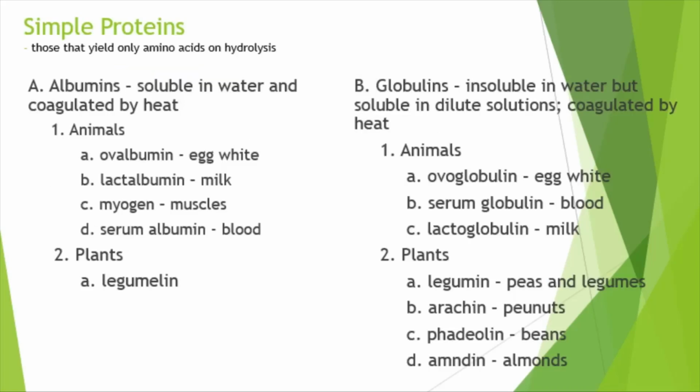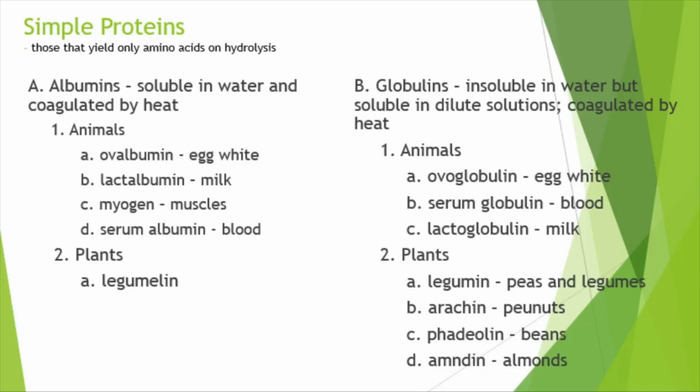So under simple proteins, again, those that yield only amino acids on hydrolysis, amino acids and alcohols, okay? So examples of this are your albumin. These are soluble in water and coagulated by heat, meaning when you subject it to heat, it becomes viscous. Examples of albumins: we have ovalbumin from egg white, lactalbumin from milk, myogen from muscles, serum albumin from blood, and also legumelin from plants.